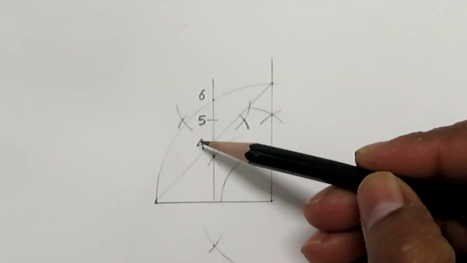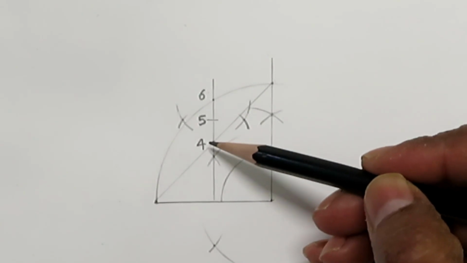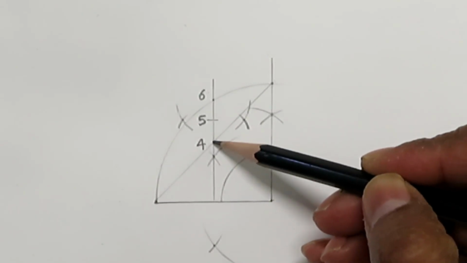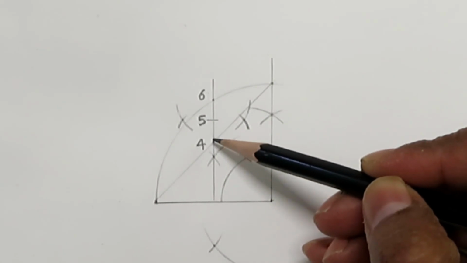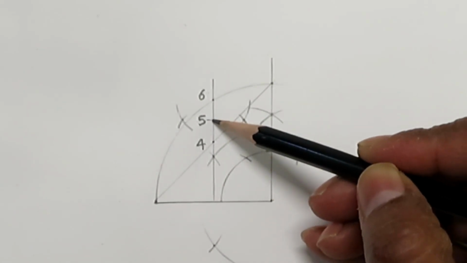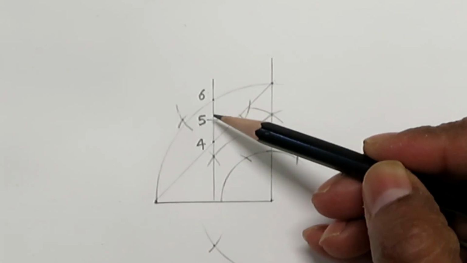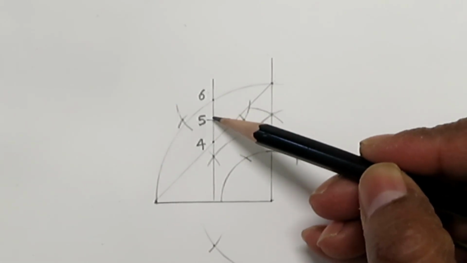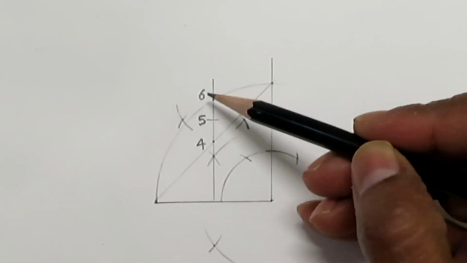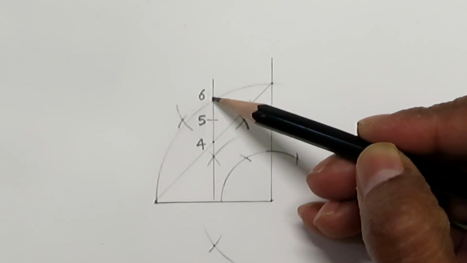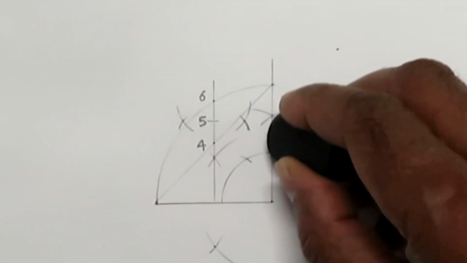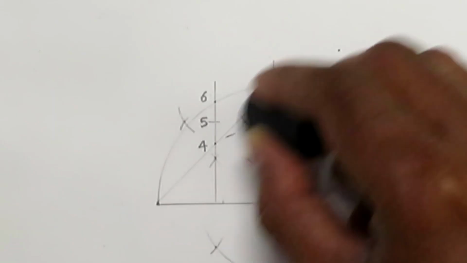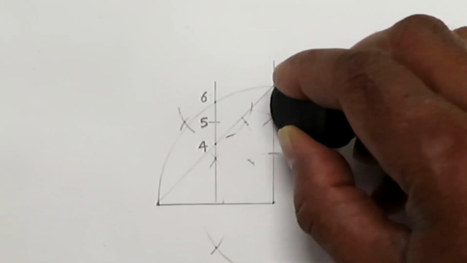The reason we have designated 4, 5, 6 is because from this point we will draw a polygon which has got 4 sides, which is basically a square. Then from this point we will draw a polygon which has got 5 sides, that means pentagon. And from this point we will draw a polygon which has got 6 sides, that means hexagon. Now we can erase all the construction lines if you want, because we will not use these lines anymore.